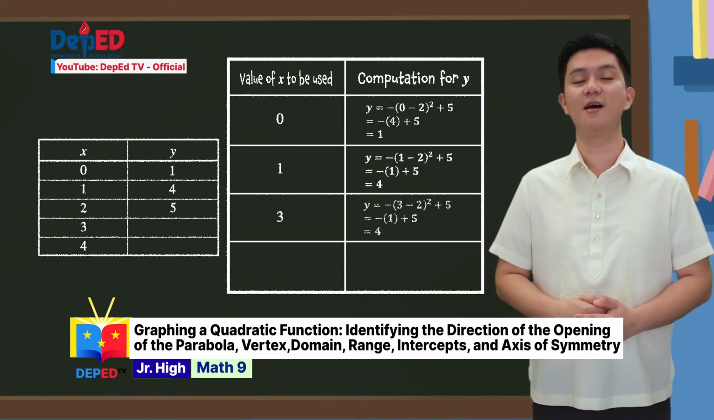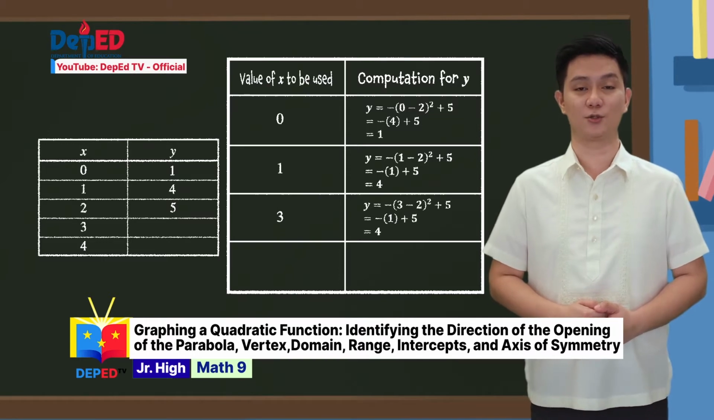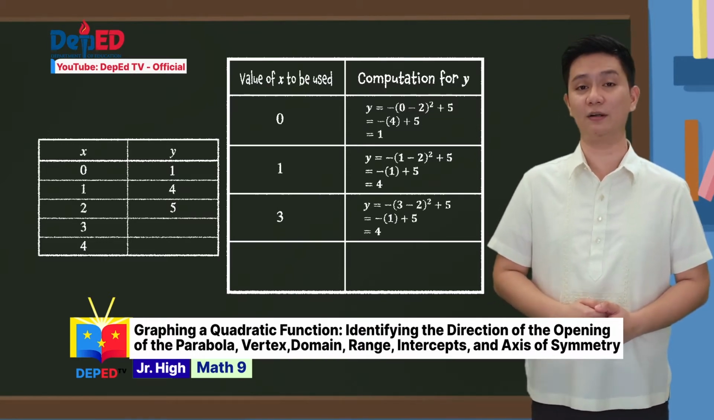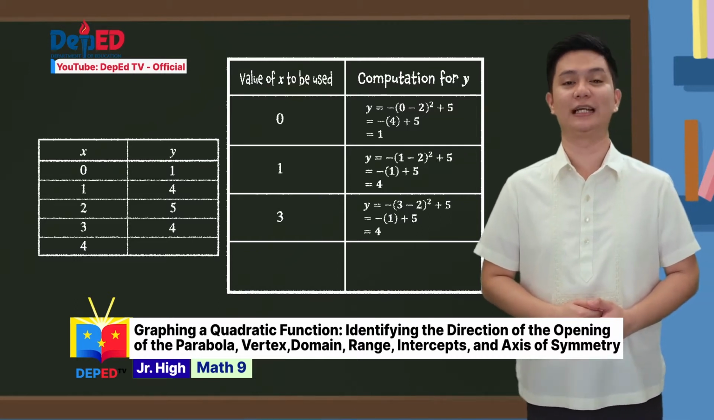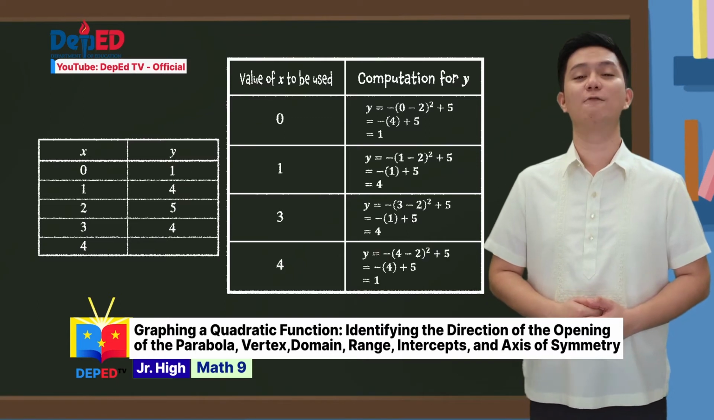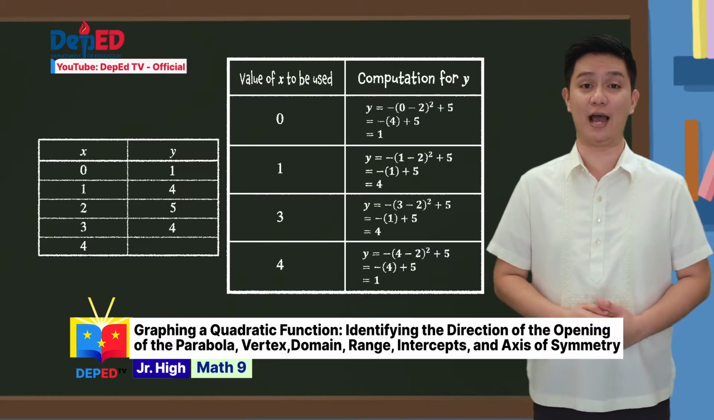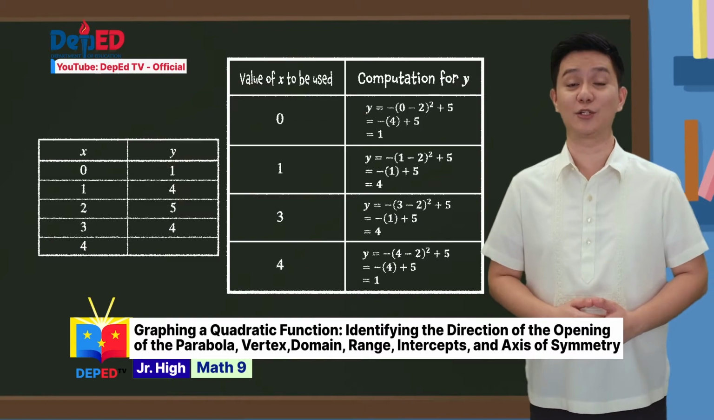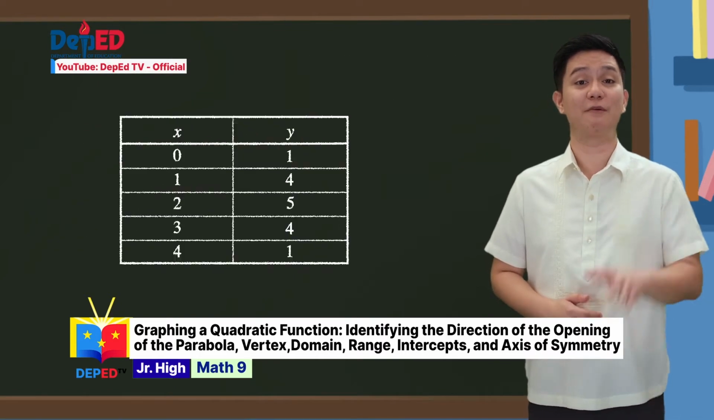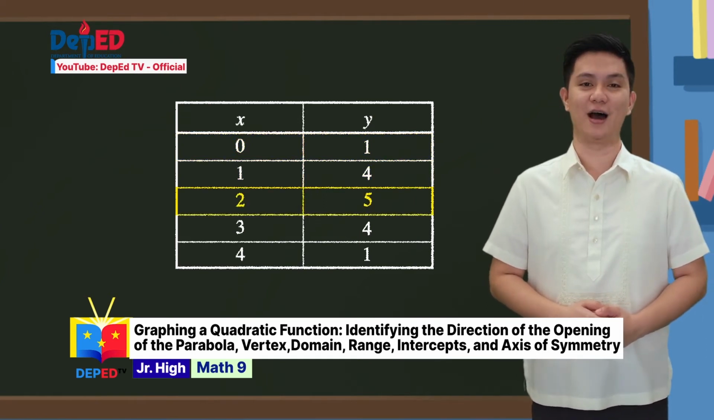When x is 3, y must be equal to the negative of the square of the quantity 3 minus 2, plus 5, which must be equivalent to the negative of 1 plus 5, and the result is 4. Lastly, when x is 4, y must be equal to the negative of the square of 4 minus 2, plus 5, and this is equal to the negative of 4 plus 5, and the result is 1. Hence, we have 5 ordered pairs: (0, 1), (1, 4), (2, 5), (3, 4), and (4, 1).